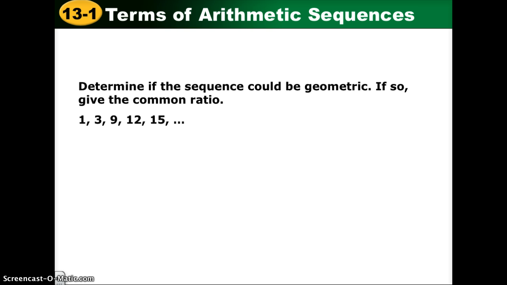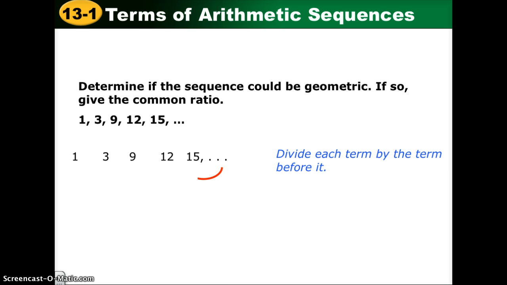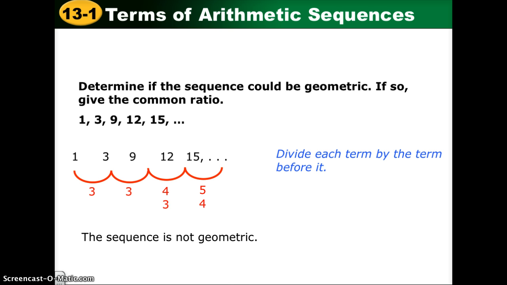Determine if the sequence could be geometric. So we're no longer thinking arithmetic, we're thinking, is there something that we have in common with multiplication? So we look. Sorry, those should be fractions, so it's a little bit skewed. But from 1 to 3, we're multiplying by 3. From 3 to 9, we're multiplying by 3. From 9 to 12, we're multiplying by 4/3. From 12 to 15, we're multiplying by 5/4. And you can get that number by dividing 15 by 12, 12 by 9, 9 by 3, but the pattern is not the same all the way through, so this is not geometric.